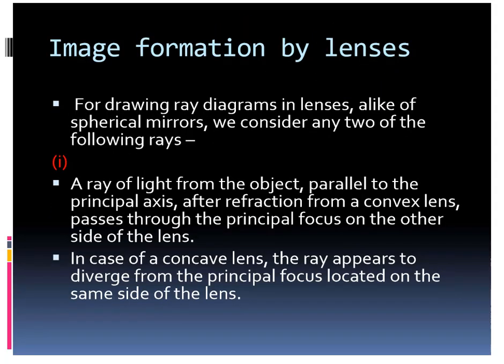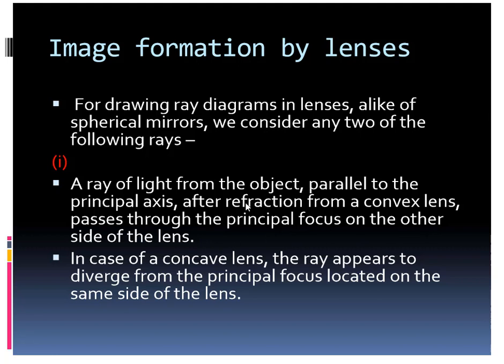Now we will see image formation by lenses. For drawing a ray diagram in lenses, like in a spherical mirror, we consider any two of the following rays. As we did the ray diagram in mirror, same concept, same rules we are going to follow here. First one, a ray of light from the object parallel to the principal axis after refraction from a convex lens passes through the principal focus on the other side of the lens.